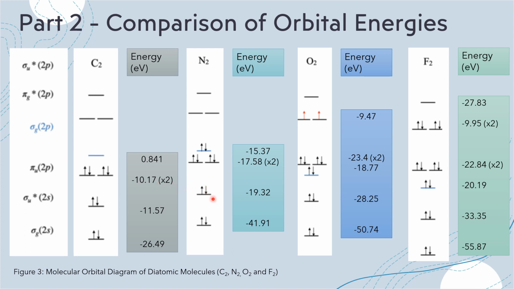Furthermore, in relation to the electronegativity of the molecules, the energy from carbon to fluorine is becoming more negative, which is clearly seen with the sigma g orbitals, as carbon has minus 26.49 eV, whilst fluorine has minus 55.87.